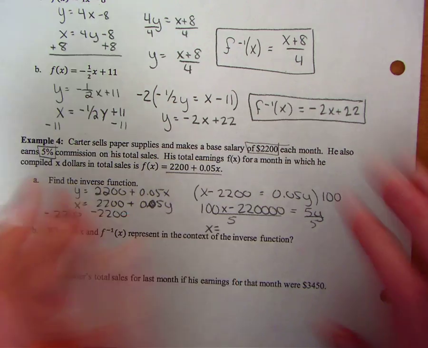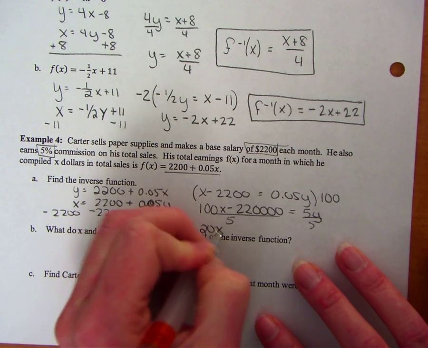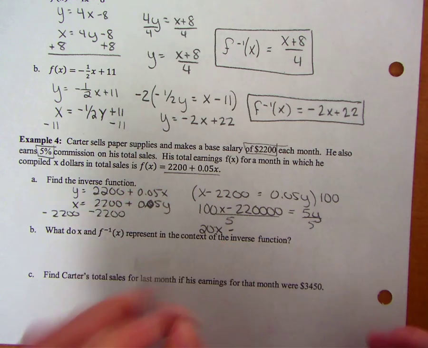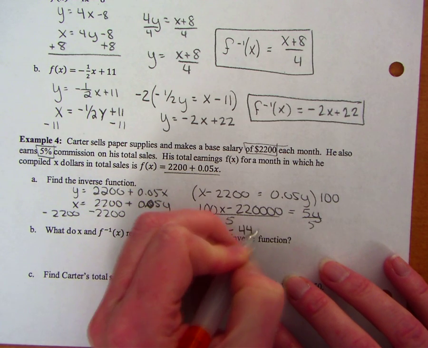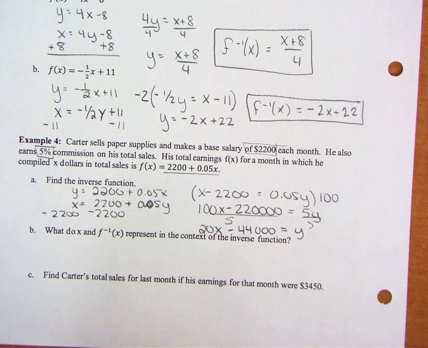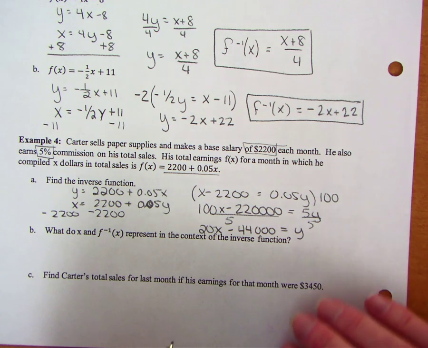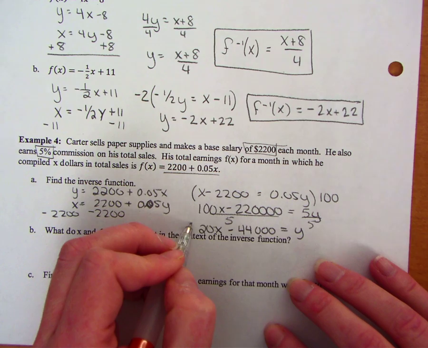So we get 20x minus 44,000 equals y. And then we have the answer.